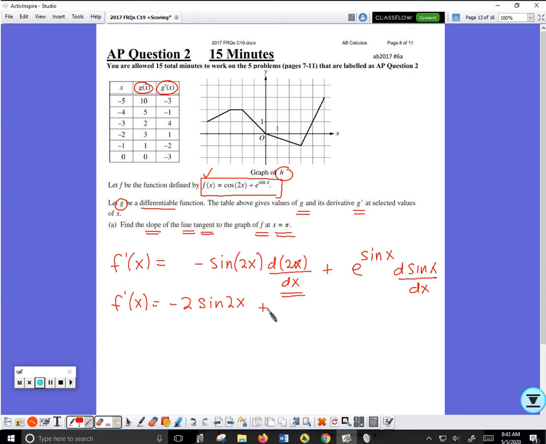plus, and I've lost here, let's rewrite this. I'm a little out of alignment here. So we have f prime of x is equal to negative 2 sine of 2x plus the cosine of x multiplied by e to the sine of x.